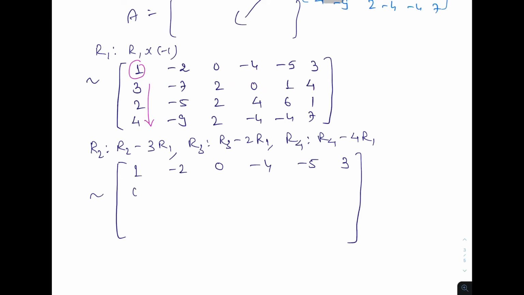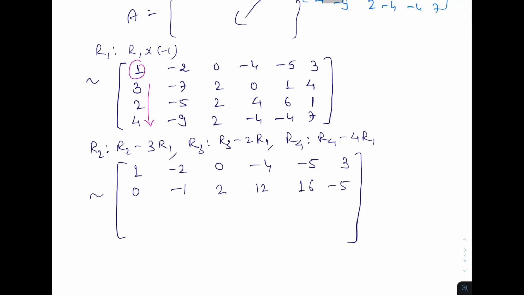So let us do it quickly. This is 0, then minus 3 times minus 2 is 6, and 6 minus 7 is minus 1. This remains 2. 4 threes are 12 plus 0, so that is 12. 5 threes are 15 plus 1, so 16. Minus 9 plus 4 is minus 5.